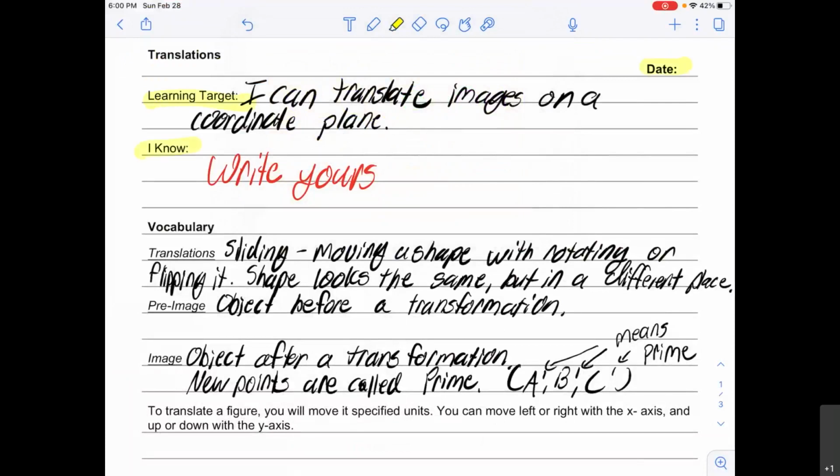Write down what you already know. So maybe you've heard of translations before, maybe you haven't. Either way, that's okay, but you do know what a coordinate plane is, so you can write about that. Then we have three vocabulary words.